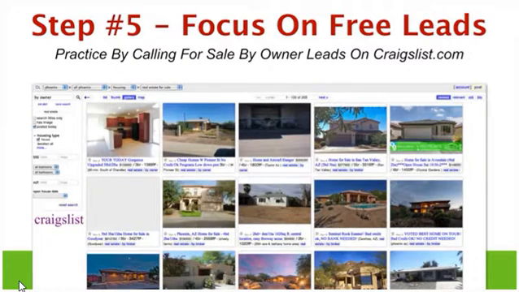On the flip side, if you call and it's a real estate agent that accidentally posted their property in the by owner section when it really should be in the by broker section, don't just let that lead go.